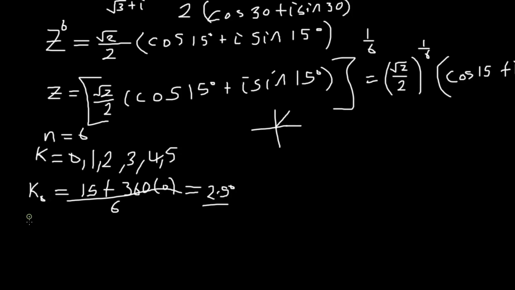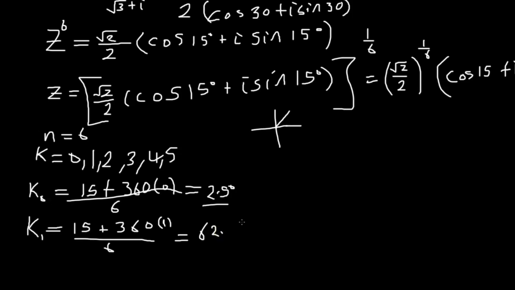Then you move on to finding the angle when k is equal to 1. So when k is equal to 1, your argument is going to be 15 plus 360 times 1, which is the same 360, then everything divided by 6. So 360 plus 15, you get 375, and when you divide 375 by 6, you get 62.5. So your next argument here is going to be 62.5.